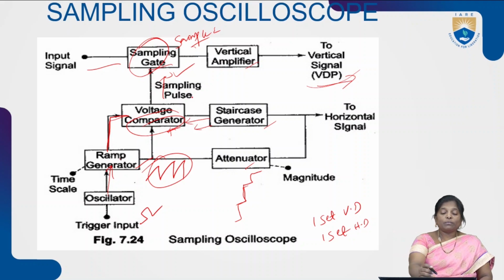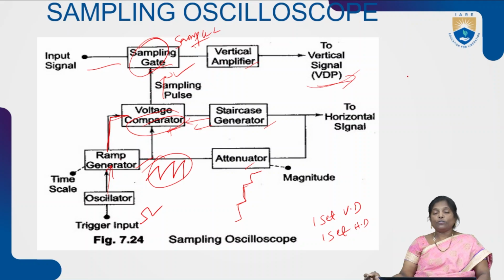The sampling pulse is generated only when the ramp signal and the staircase generator output have the same amplitude. Only then does the voltage comparator send a sampling pulse. With the help of the sampling pulse, the sampling gate is opened so that the sampled input signal is given to the vertical amplifier. This is the operation of the sampling oscilloscope.